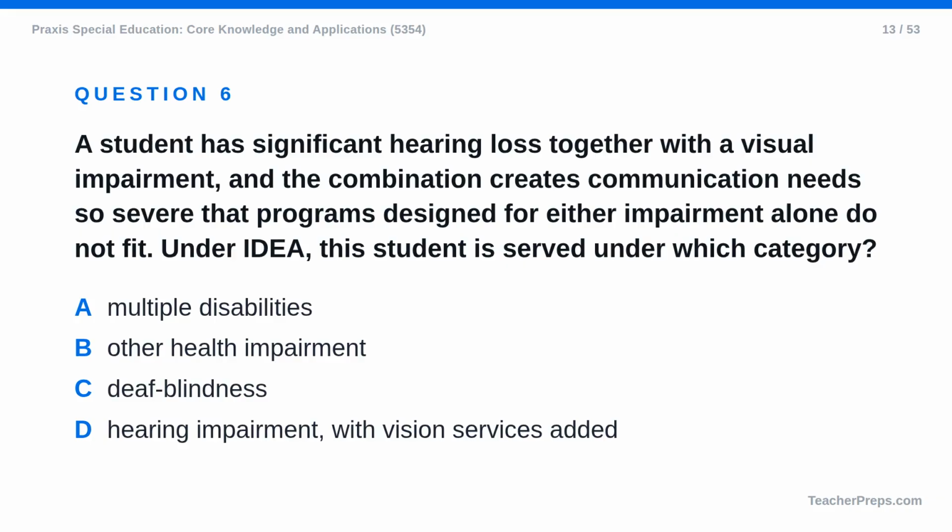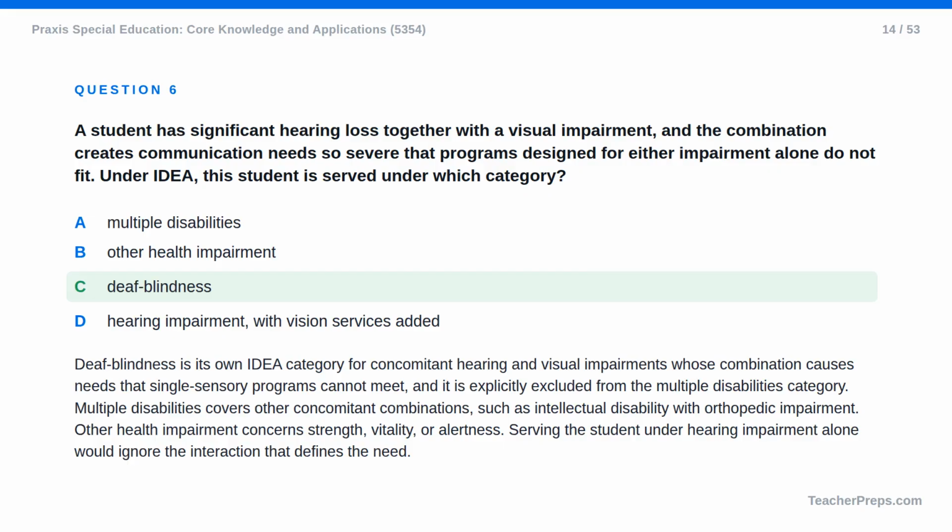Question 6. A student has significant hearing loss together with a visual impairment, and the combination creates communication needs so severe that programs designed for either impairment alone do not fit. Under IDEA, this student is served under which category? Pause the video and select the best answer. The correct answer is C, deafblindness.